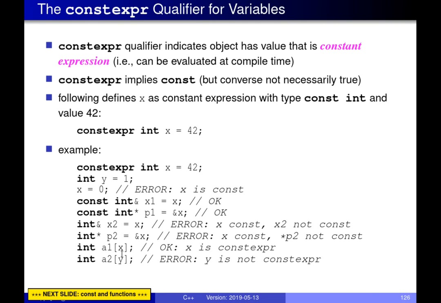However, if we try to do this line of code here, the only difference is that y here is not a constexpr variable, so we don't necessarily know its value at compile time. This is an error simply because, again, the C++ standard specifies that sizes of arrays must be constant expressions. y is not a constant expression. It's not known at compile time, or not guaranteed to be known at compile time.